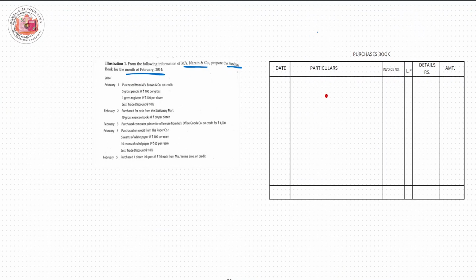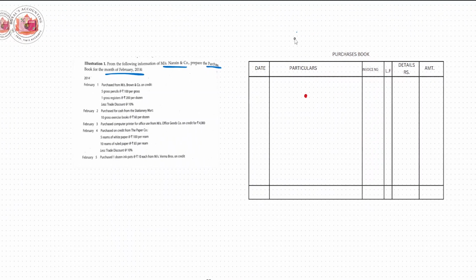I will first write in the books of. Always remember this. Again, this will be free marks for you in your exam. Always write your proformas correctly. You will get some marks. In the books of Messrs. Naren and Co. Purchases book, date, particulars, invoice number, ledger folio, details and amount.